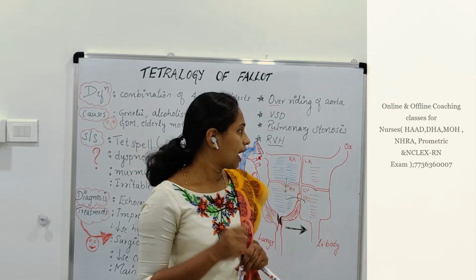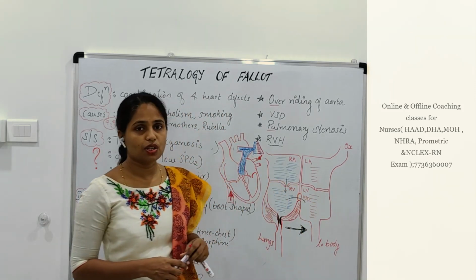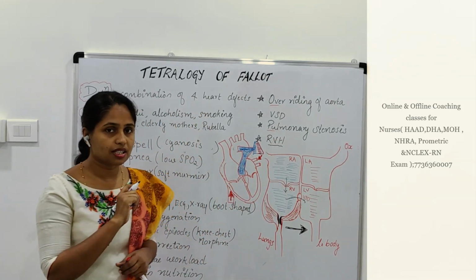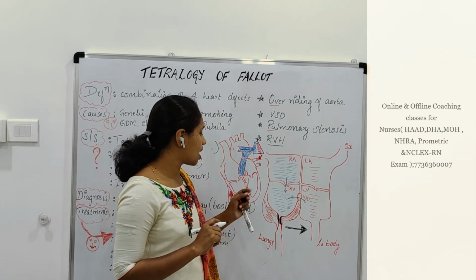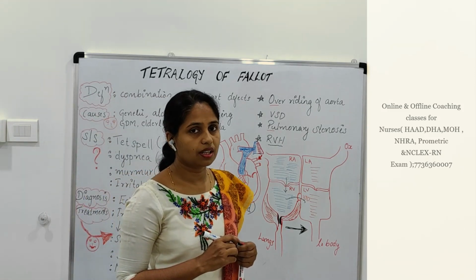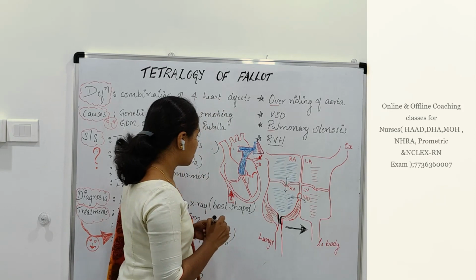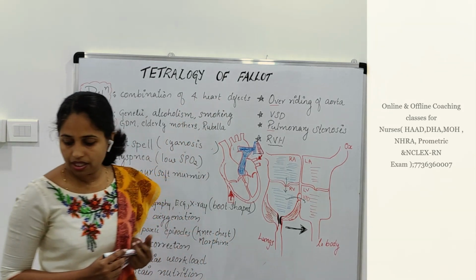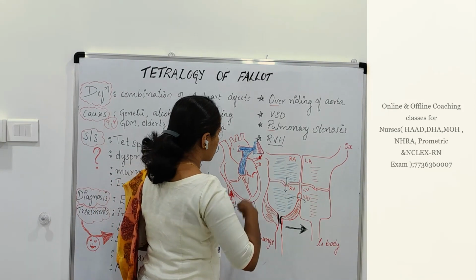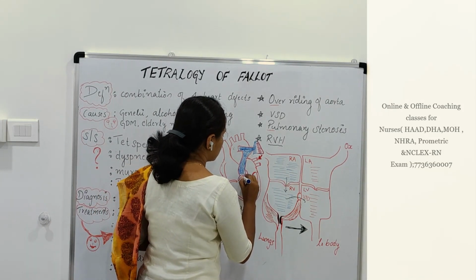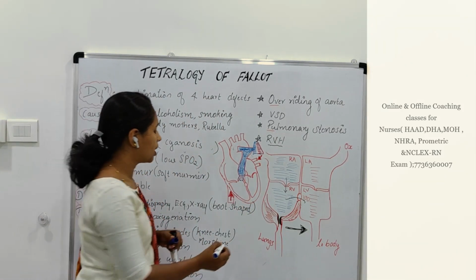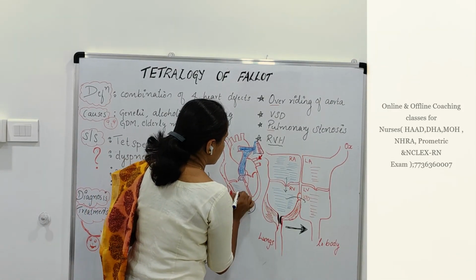Okay, and next is pulmonary stenosis. What is this pulmonary stenosis? This is the pulmonary artery, which originates, or which starts, from the right ventricle. Okay, so the right ventricular blood is deoxygenated blood. So this is just starting from here. Fine.